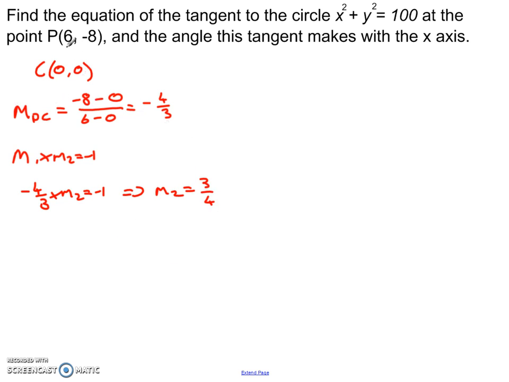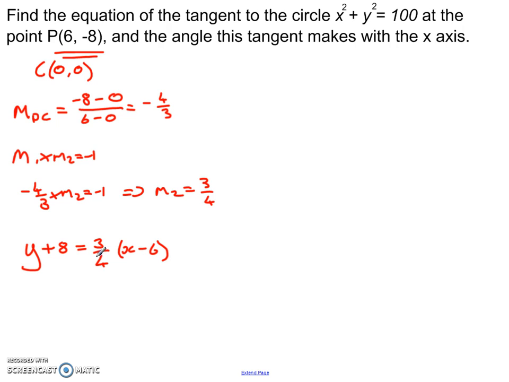Then it's just firing it all together, using P, the point where it intersects. I've then got y minus b, so y minus minus 8 gives me plus 8, equals 3/4, my gradient of my tangent, bracket x minus 6. It's then multiplying all this out and getting it in a simple form. Now, if we left it as y equals mx plus c, I'd end up with fractions everywhere. Let's put it in the general equation of a straight line.